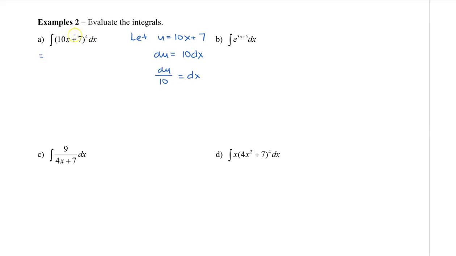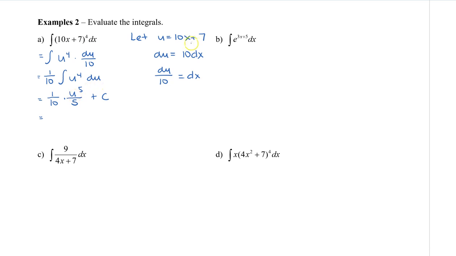Now we're going to substitute everything that we have here on the right side into the integral. So we have the integral of u to the power 4, and then the dx is du divided by 10. Now what I can do is pull out that 10 to be 1/10 in the front, and that will be the integral of u to the 4 du. So that gives me 1/10 times u to the 5th over 5, and then plus c when I integrate.